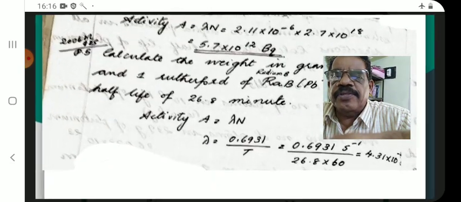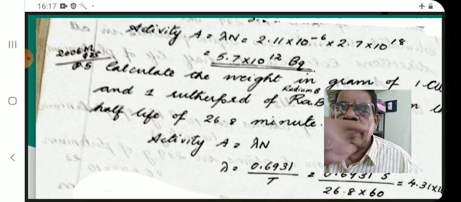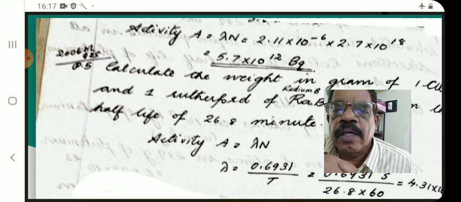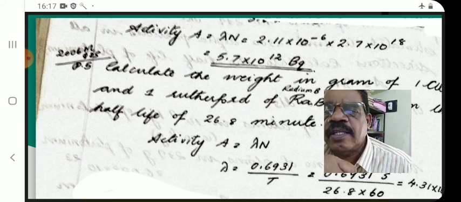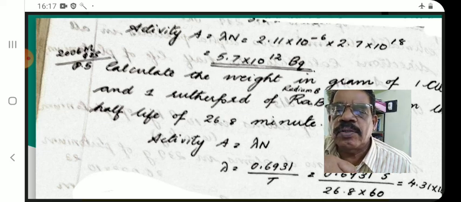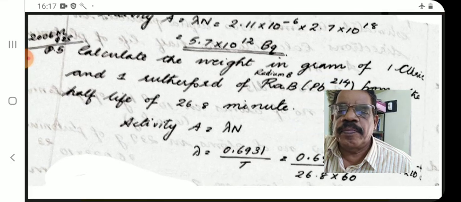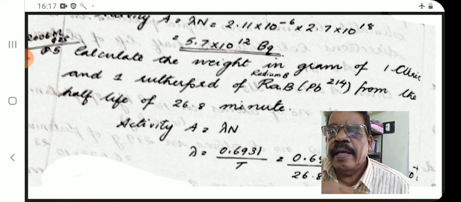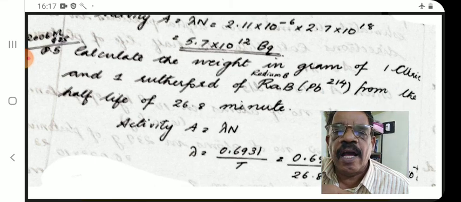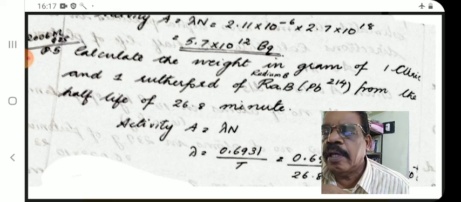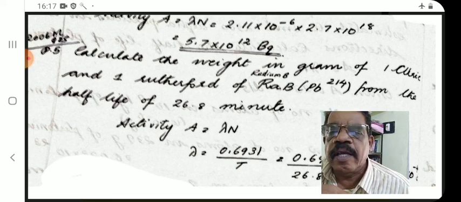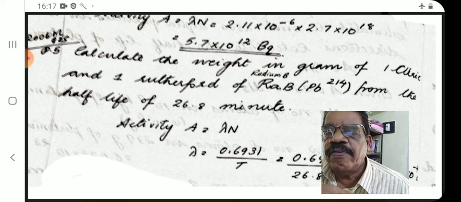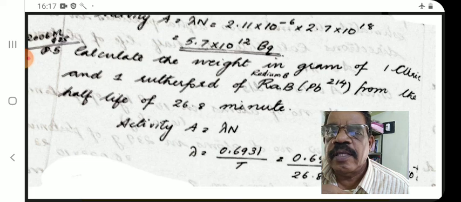Therefore, activity A is equal to lambda N, 2.11 into 10 raised to minus 6 into 2.7 into 10 raised to 18, equal to 5.7 into 10 raised to 12 becquerel, or we can say disintegrations per second. Next problem. Calculate the weight in gram of 1 curie and 1 Rutherford of RaB, radium B, Pb-214, from the half-life of 26.8 minute.